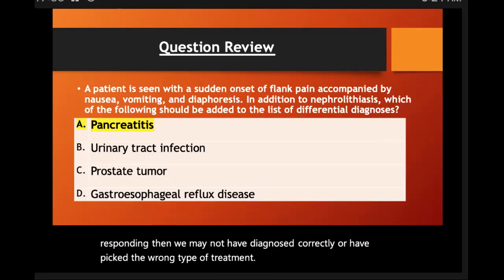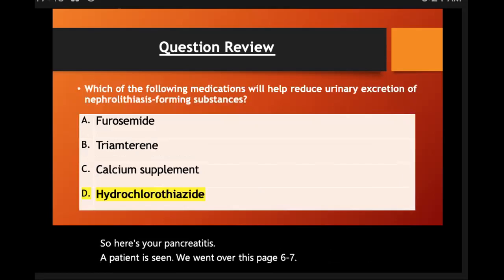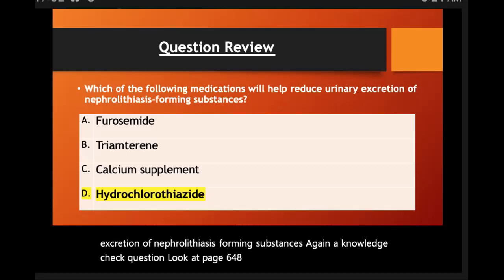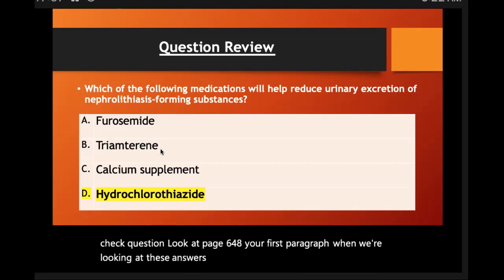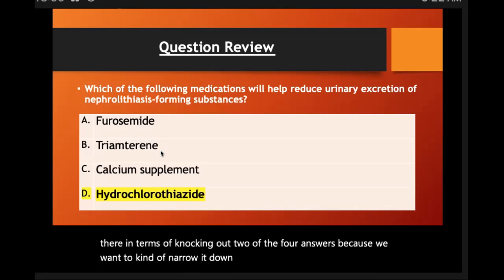Okay, so here's your pancreatitis. A patient is seen, we went over this, page 607. Okay, which of the following medications will help reduce urinary excretion of nephrolithiasis forming substances? Okay, again, a knowledge check question. Look at page 648, your first paragraph. When we're looking at these answers, furosemide, triamterene, those two right there, we can knock out 2 of the 4 answers, because we want to narrow it down to 2 of our best options.